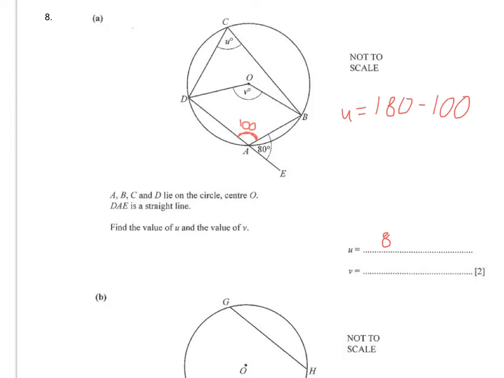Now I don't need that working for this, I can see it's only worth 2 marks, but I always find it useful to put down anyway. Now I've got that, I'm going to write it on there, because it helps me forget it being U. It's not going to be U, it's just 80.